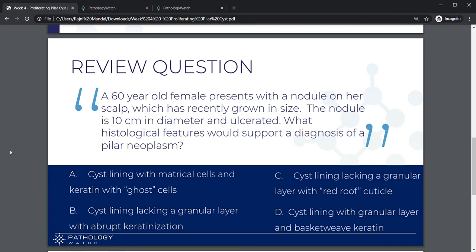The answer is B. Cyst lining lacking a granular layer with abrupt keratinization, which is seen in pilar neoplasms, such as proliferating pilar neoplasms, pilar cysts, and tricholemmal carcinoma.